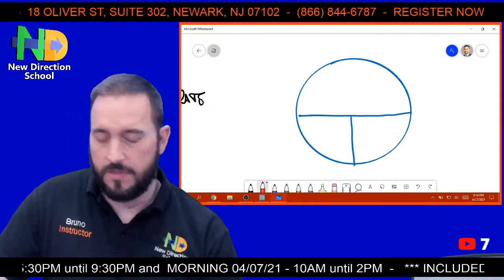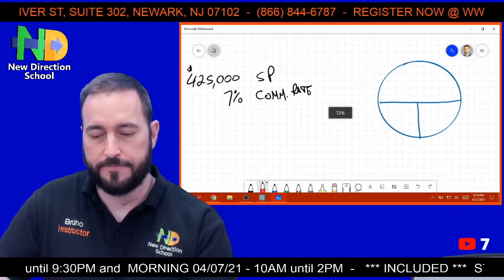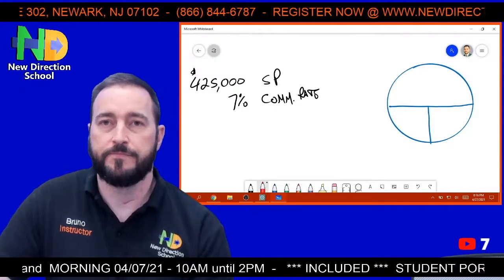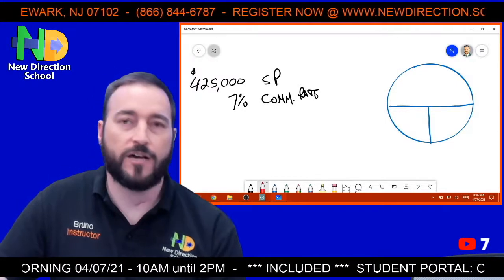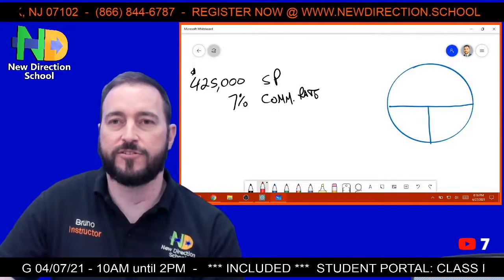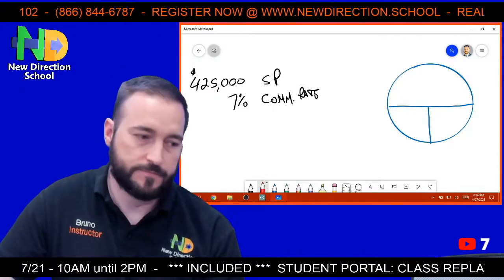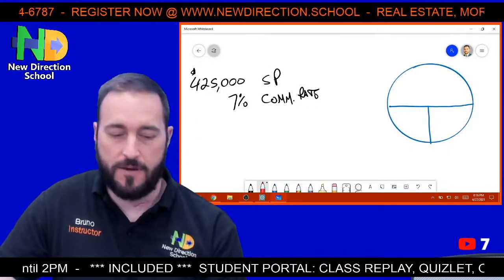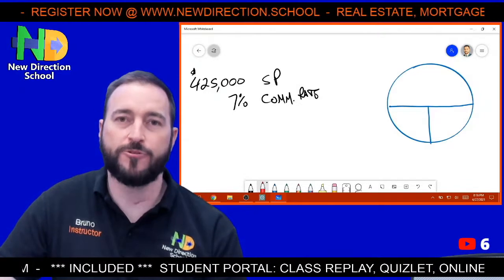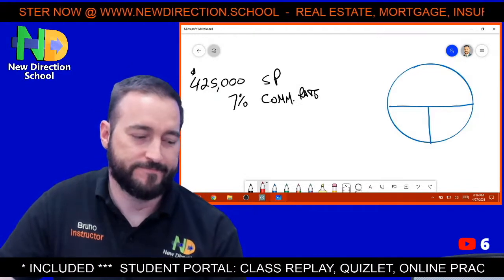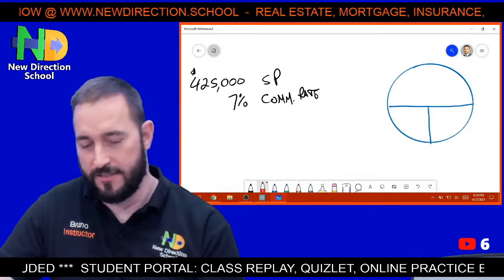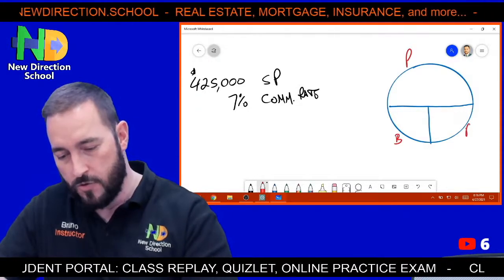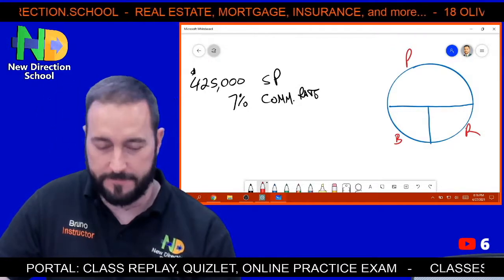And guys, what numbers are we going to put here? We're trying to figure out how much is the commission, right? Where would that go? Where would the question mark go? That's the first thing I want to ask you. We have the sales price and we have the commission rate. Where would the question mark go? Is it going to be E, B, or R?